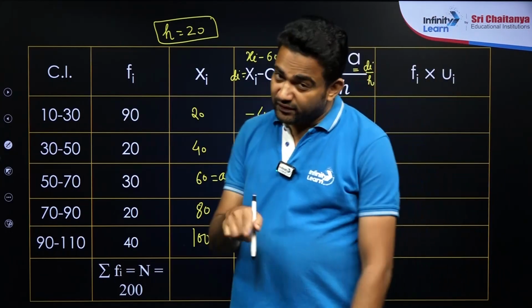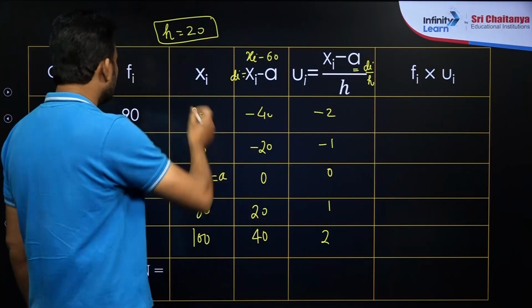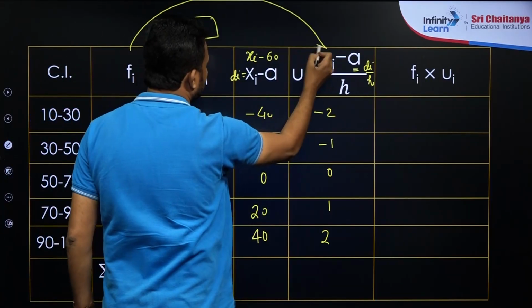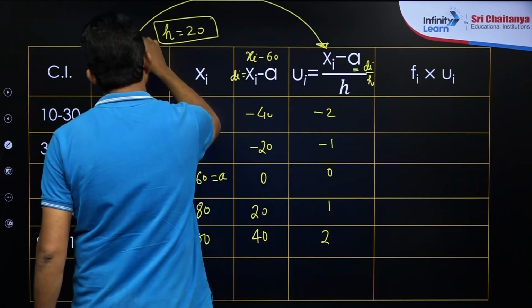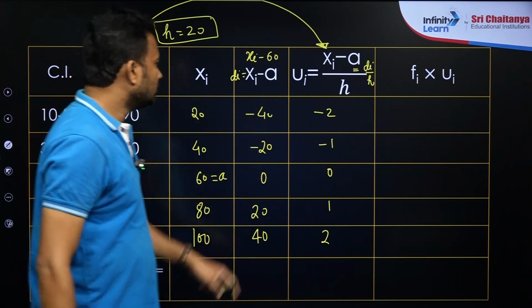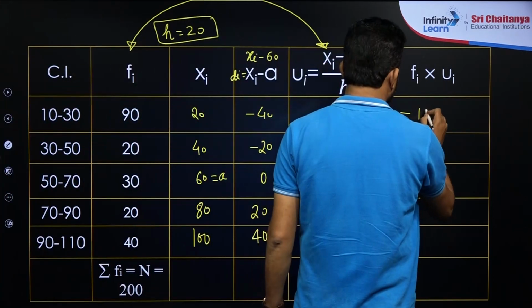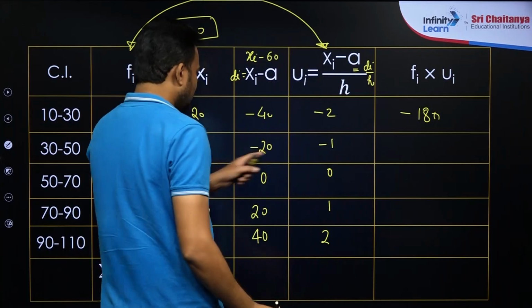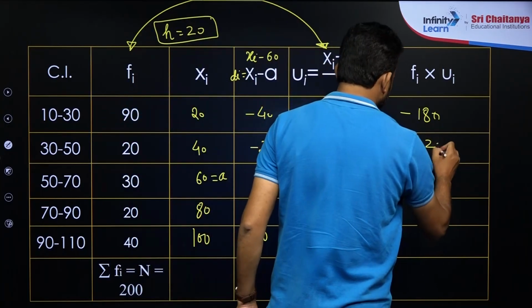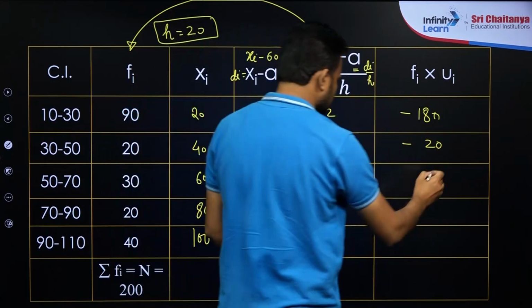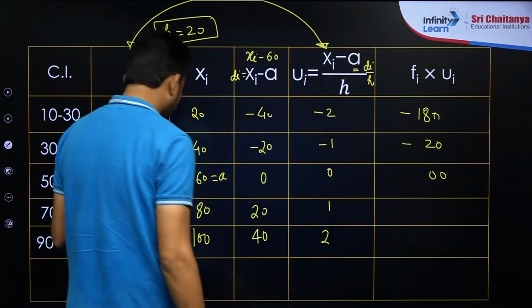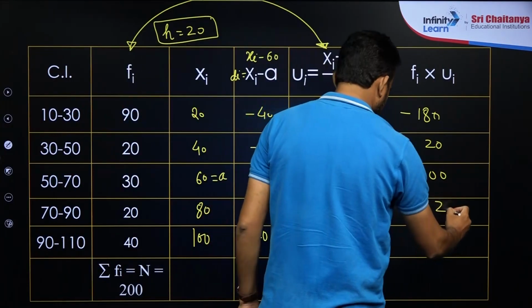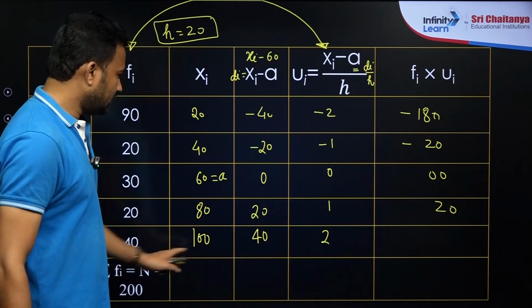Now we will find fi ui. Again, guys, make the arrow. fi and ui means we are going to multiply these two columns only. So 90 into minus 2 is minus 180. 20 into minus 1 is minus 20. So it will be 0. So 20 into 1 is 20. And yes, 40 into 2 is 80.